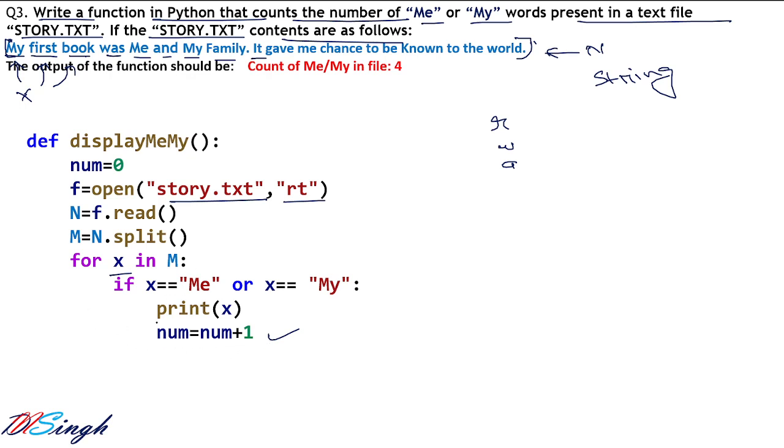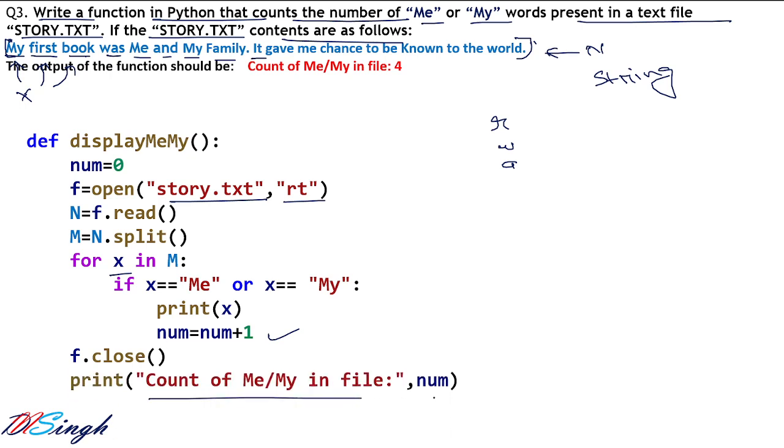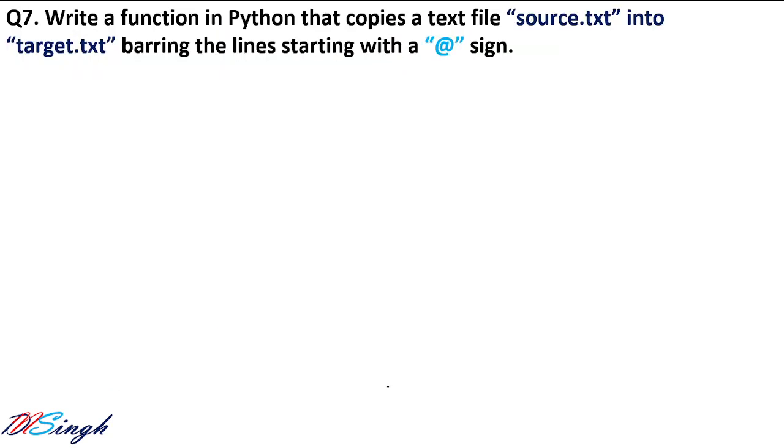What will happen when the loop ends? You will have the value in num, which is the total count of me and my words present in the file content story.txt. Now your job is to close the file and just print whatever you have in num, the count of me and my in the file. So I hope you are getting it.